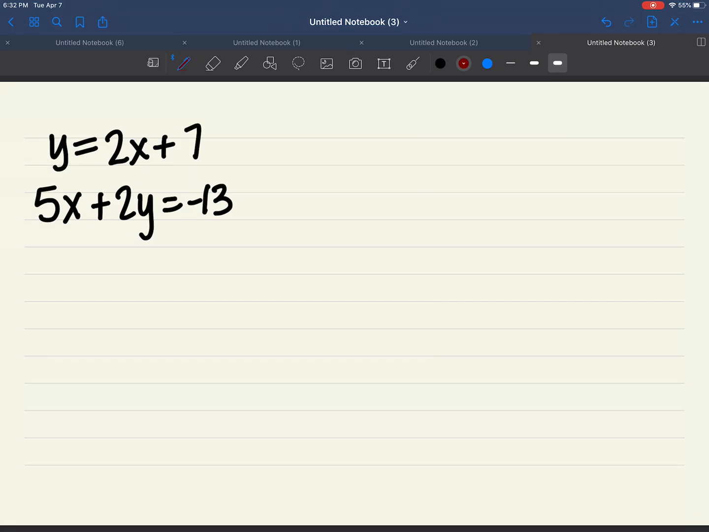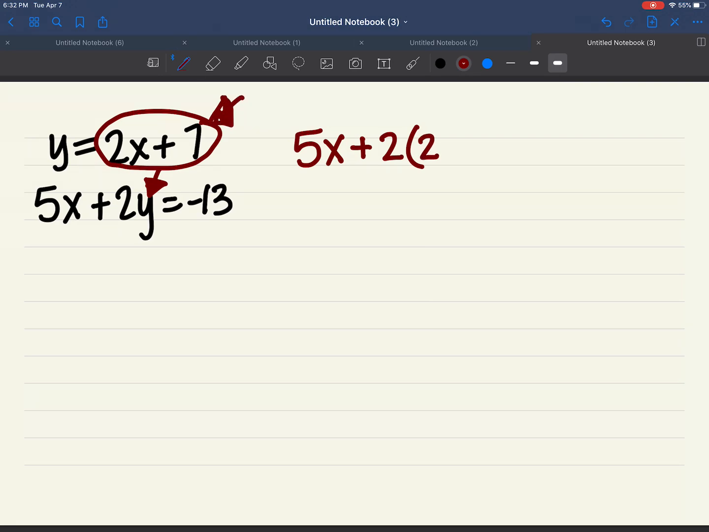Alright, so when you're using substitution, always look for a variable that's by itself. So notice the top equation has y by itself. That means everything y is equal to, you want to substitute for y in the second equation. So we're going to start by copying down that second equation. Nothing changes about 5x. Then we're going to do 2 times y. Well, what am I replacing y with? I'm replacing y with 2x plus 7. That's where I'm substituting. And then everything else about this stays the same.